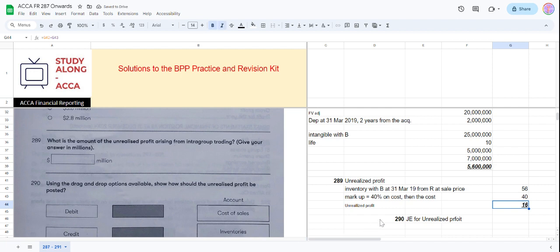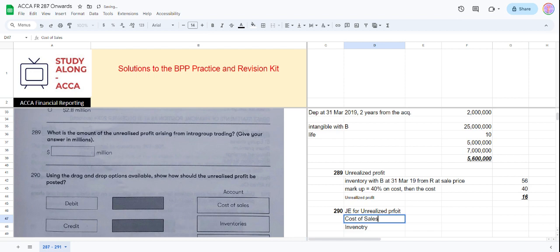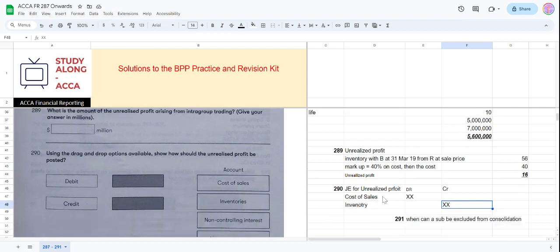That was the unrealized profit. Then they are asking for the JE. What JE do we do? We debit cost of sales for unrealized profit, and then we credit inventory. So this will be our debit, and this will be our credit. So debit cost of sales and credit inventory, that will be the answer. This is the general entry that we passed for unrealized profit. We increase the cost of sales and we decrease the inventory.